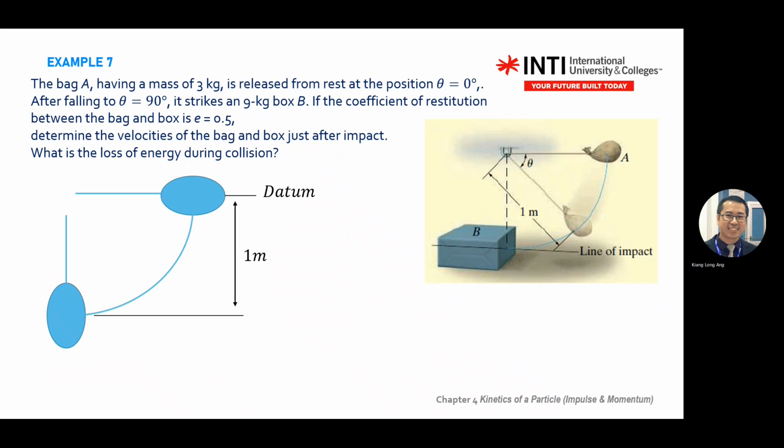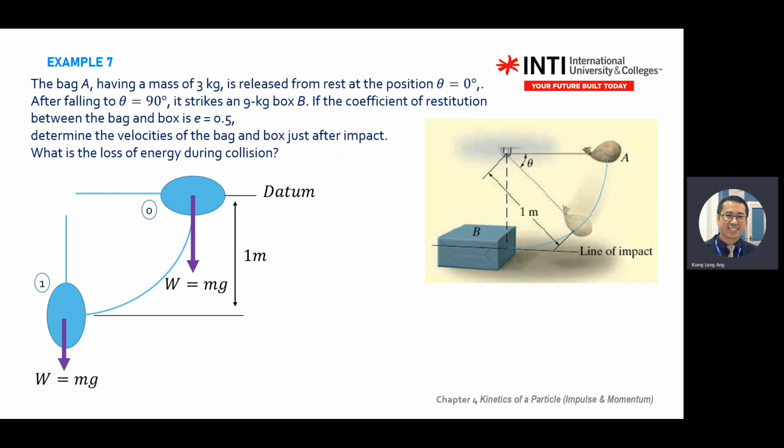What before? Energy before equal to energy after. Write that one. So datum, in this case, I go down for datum is on the top, so go down will be negative. Okay, I label O and 1, and my mg point down, mg point down.